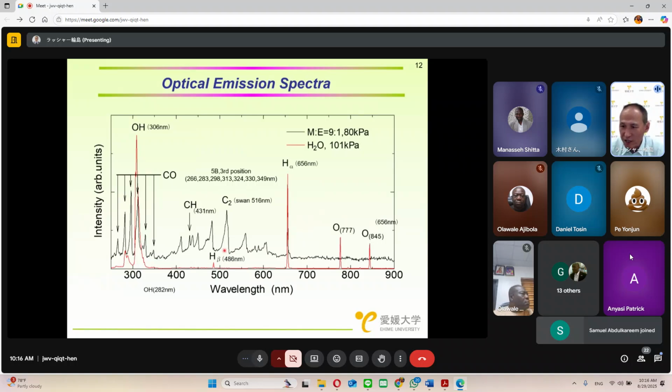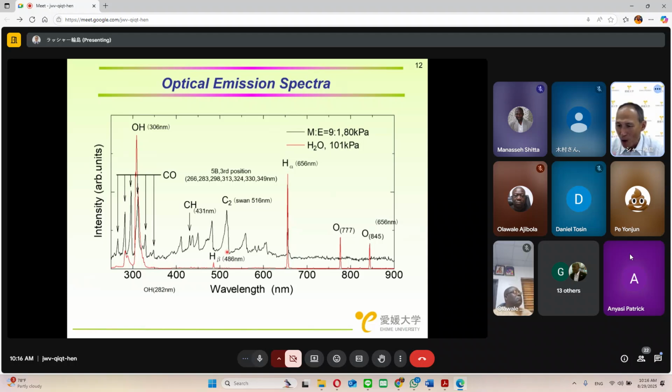Here is an example of the plasma emission spectrum. The red line represents the water, and the black line represents a methane and ethane mixture liquid. The red line shows the OH, hydroxyl, and oxygen and hydrogen emission. It's H alpha, H beta, sometimes H gamma, different orbital energy levels. The electron temperature can be estimated from these hydrogen spectra.